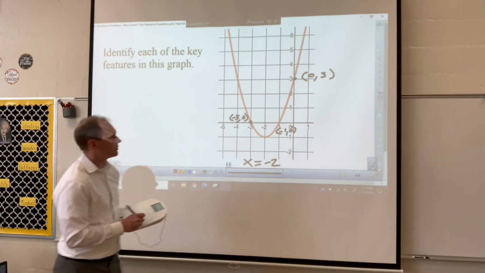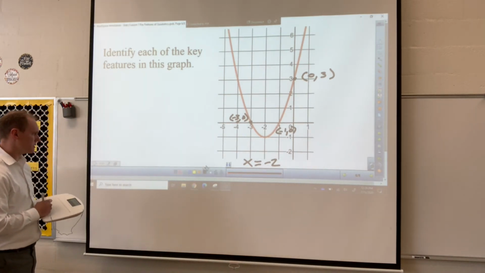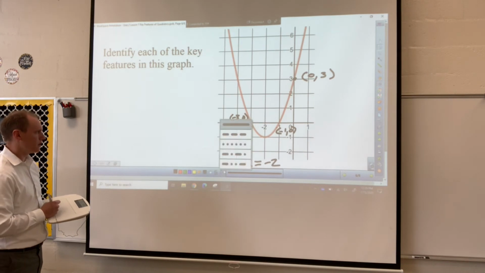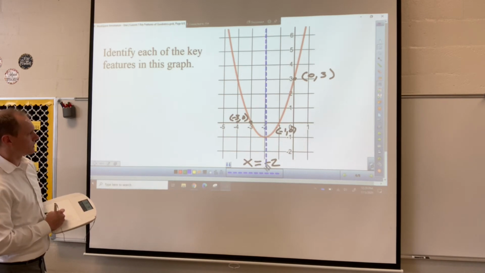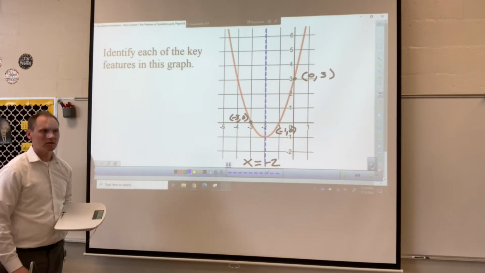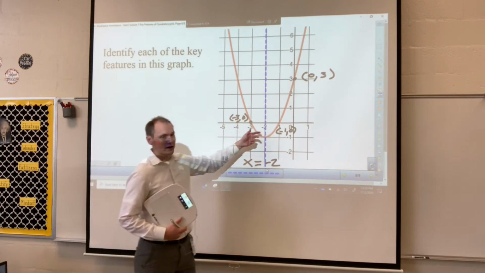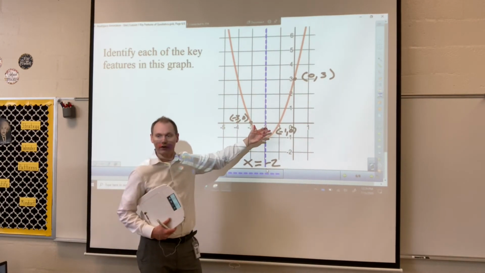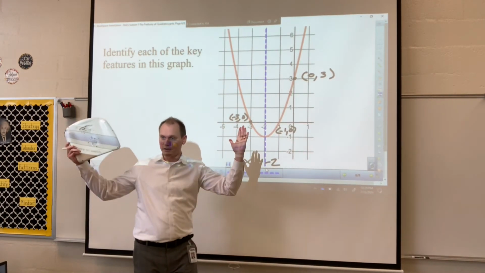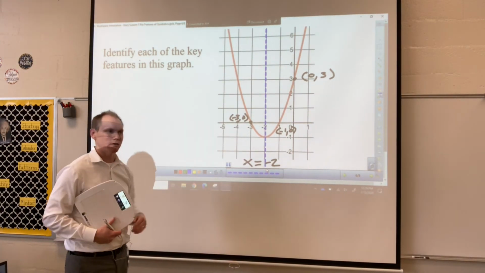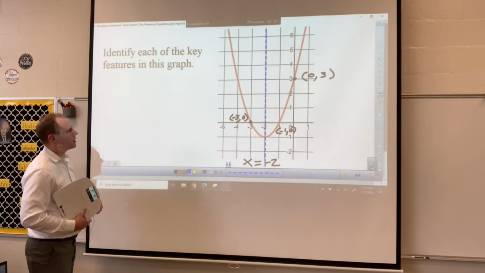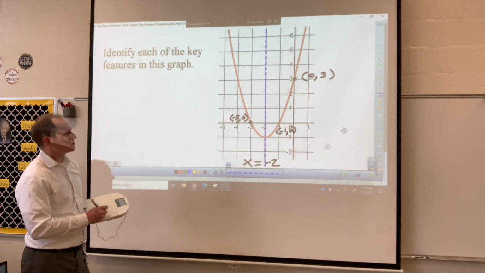If I were to draw this, it's not actually part of the function itself, but I can draw it just to show you what that would look like. There. Another function that has an axis of symmetry is the absolute value function. As we saw earlier, the V-looking graph is also symmetric across the middle there. Okay, so the axis of symmetry is x equals -2.